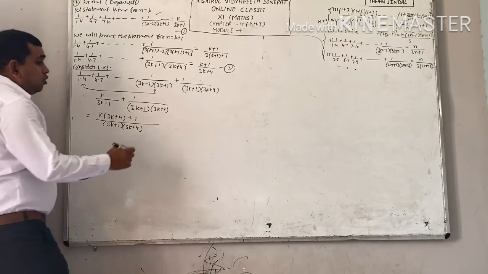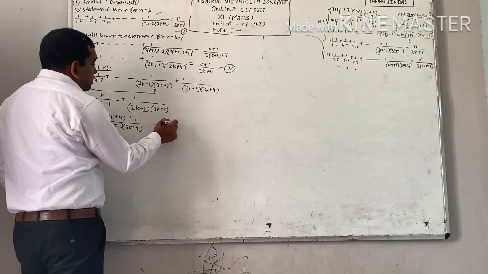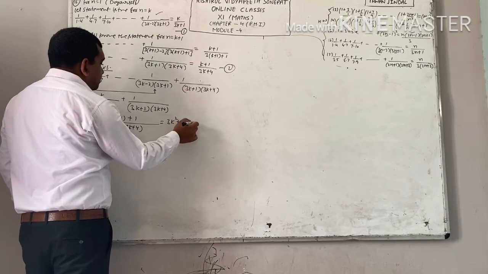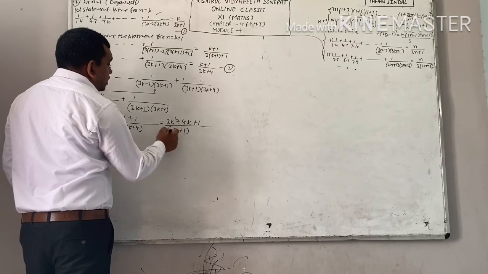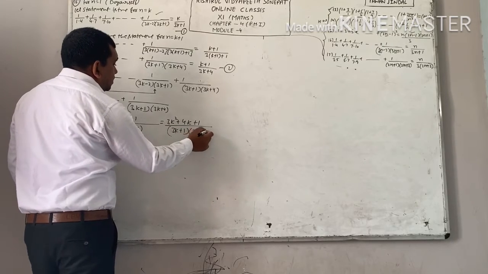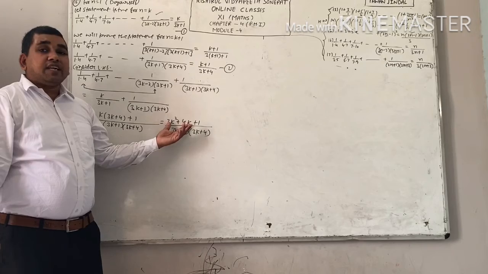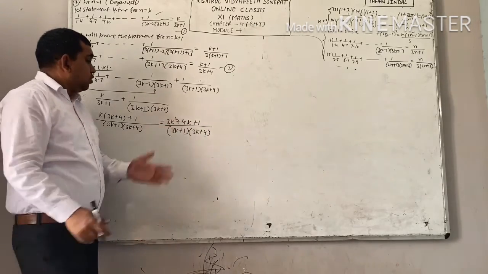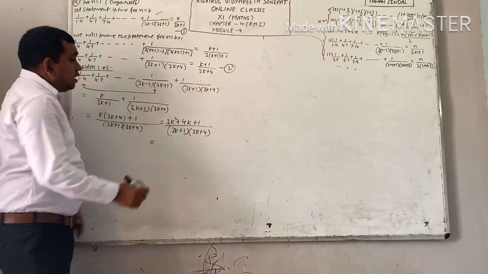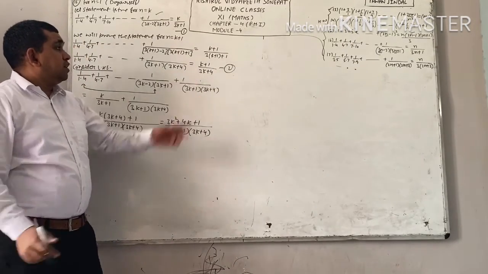Now nothing is common. Open the bracket. It is your 3k square plus 4k plus 1 upon 3k plus 1 into 3k plus 4. Now this is quadratic. We have to make factors of it. You know very well there are two factors of a quadratic. There is one shortcut which you can easily apply here. Now see the factor which you require in your answer.